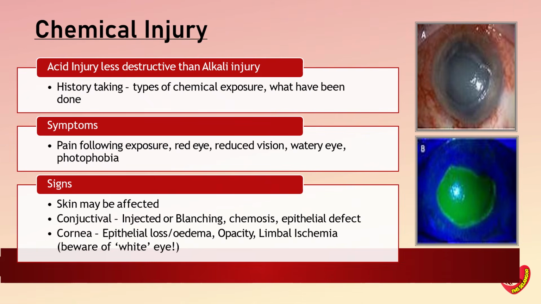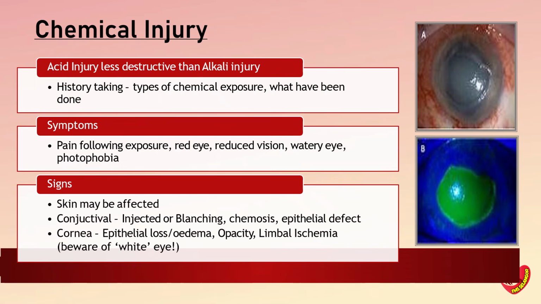A chemical eye injury occurs when the eye comes into contact with an acidic or alkaline substance. Chemical injury of the conjunctiva and cornea is a true ocular emergency and requires immediate intervention. Chemical injuries to the eye can produce extensive damage to the ocular surface and anterior segment, leading to visual impairment and disfigurement. Alkaline injuries are more destructive compared to acid injuries.